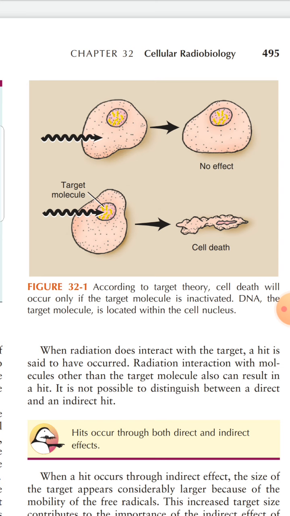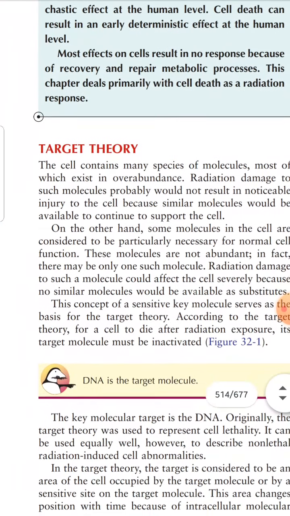In the second case, if the target is, for example, the DNA, that is the only functional molecule, then definitely there will be no substitute available, and it will not be present in abundance, and damage to the DNA will result in cell death. So this is the basis of target theory, and we studied that the target theory says that for cell death, the target molecule has to be inactivated, and the DNA in that case is the target molecule.